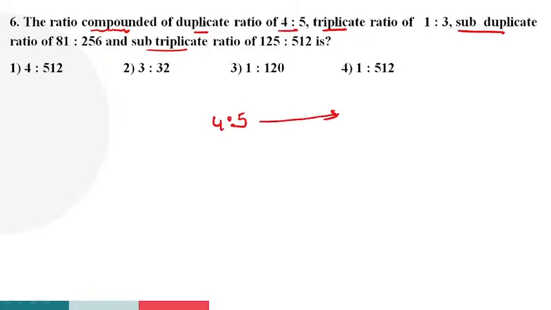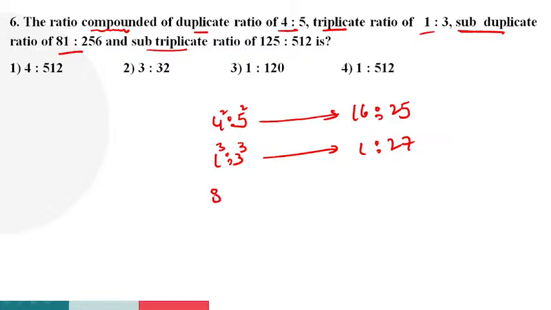4 is to 5, what is the duplicate ratio? A square is to B square, so 4 square is to 5 square. 4 square is 16, 5 square is 25. Next, 1 is to 3, triplicate ratio, that is 1 cube is to 3 cube. 1 cube is 1, 3 cube is 27. Next, subduplicate ratio of 81 is to 256.